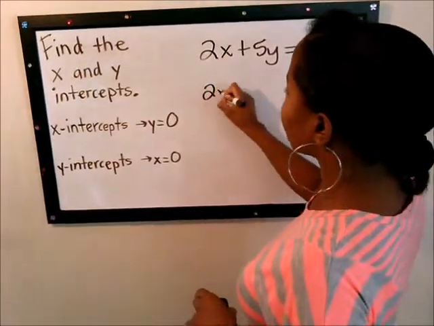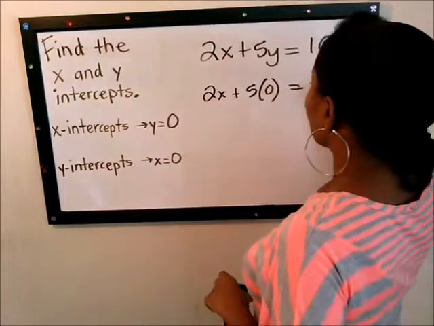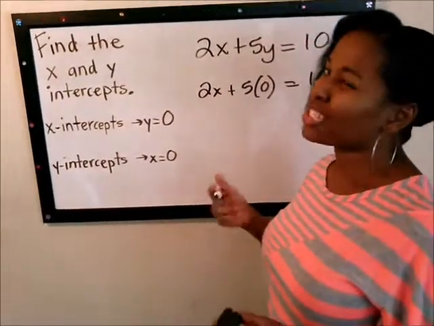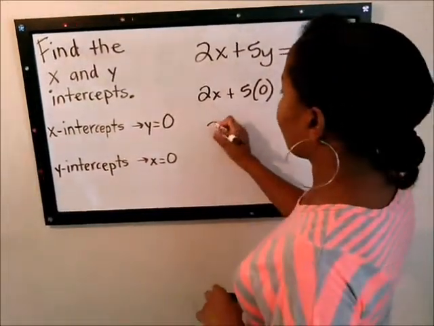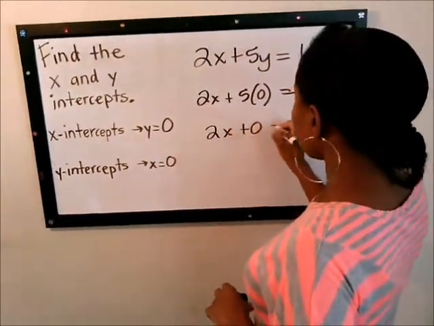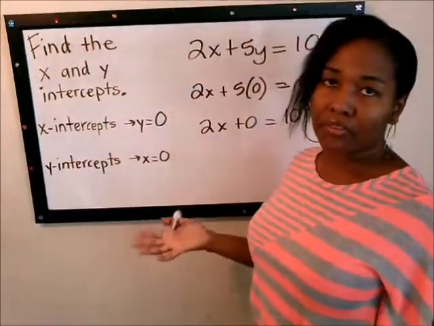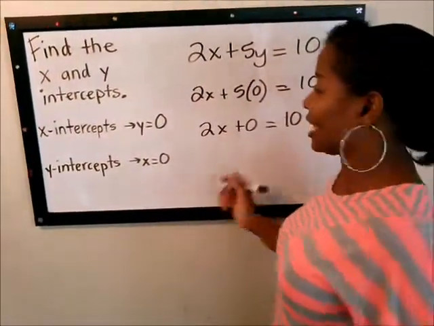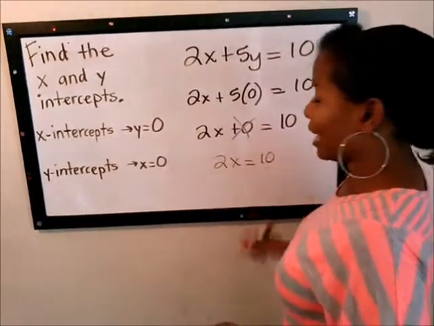So I'm going to rewrite it. 2x plus 5 times 0 equals 10. Let's work that out. That's real easy. What's 5 times 0, guys? It's 0, right? So now I have 2x plus 0 equals 10. Do I really need to keep this 0? If I'm not adding anything to it, I don't even need to keep it. So I'm going to just cross that out and write 2x equals 10.